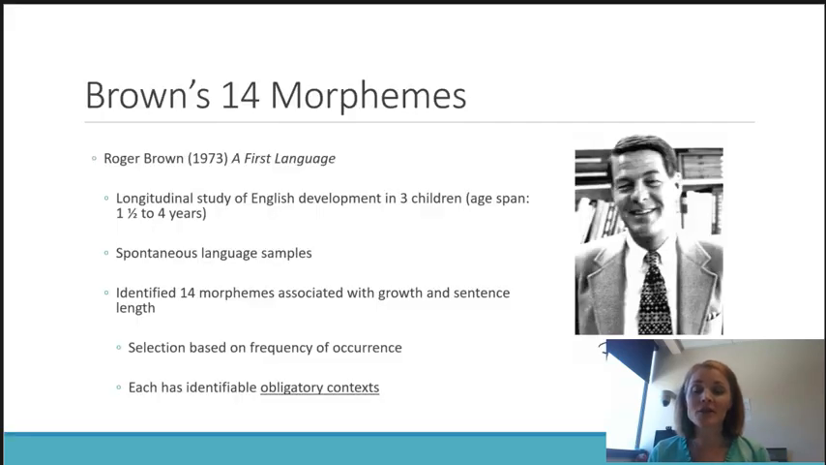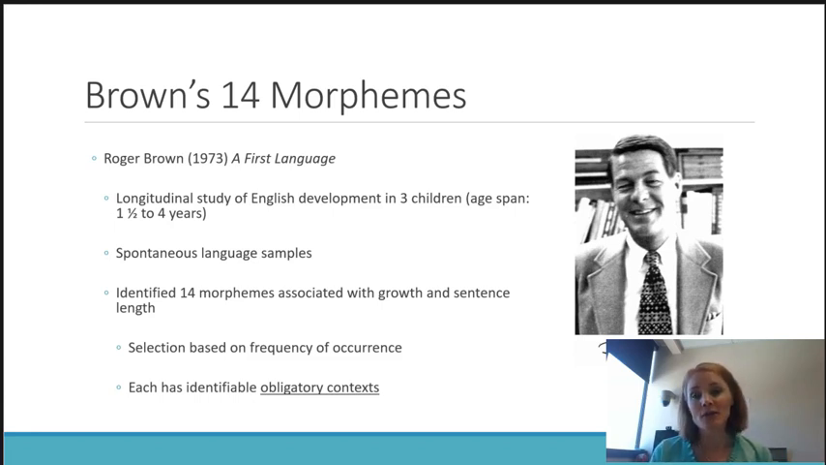So Brown's 14 morphemes comes from the work of Roger Brown, who was a social psychology professor at Harvard, and he was interested in what children's grammars are like and how children eventually achieve adult grammars.